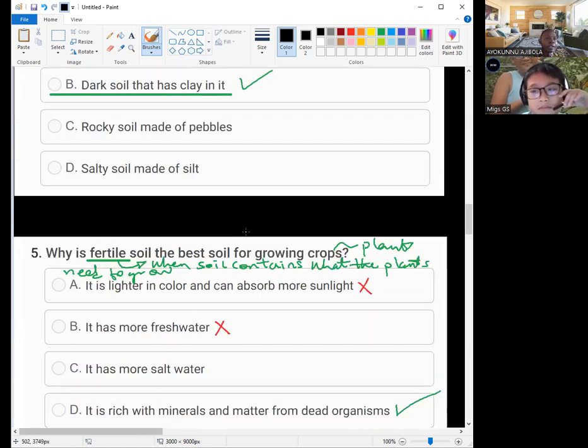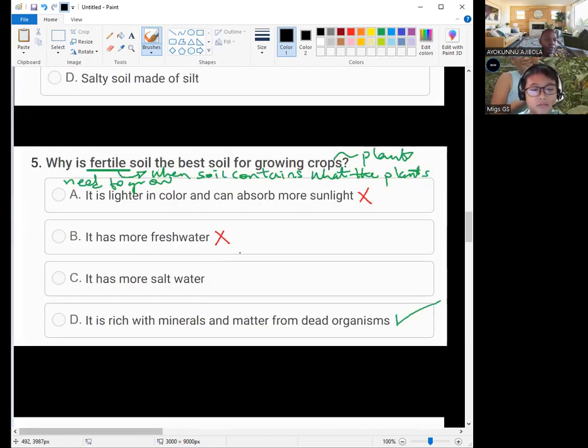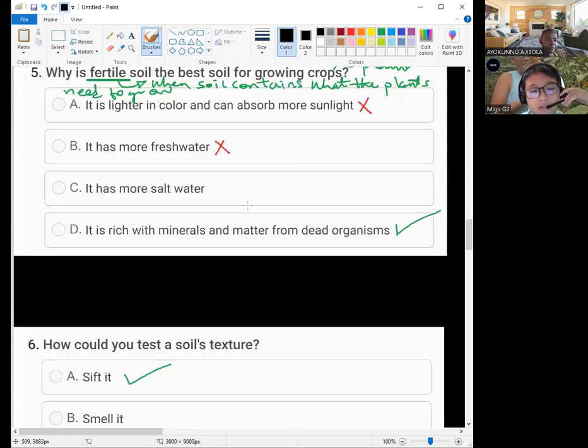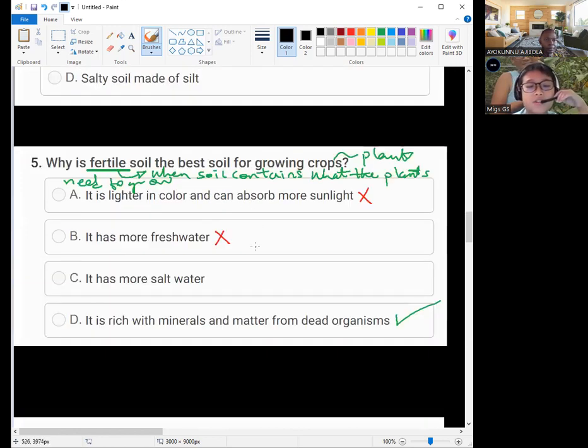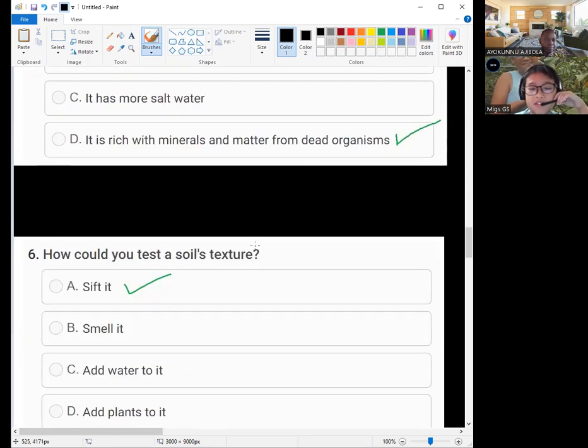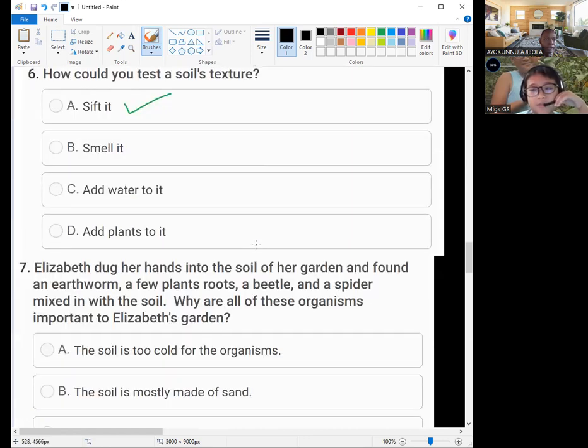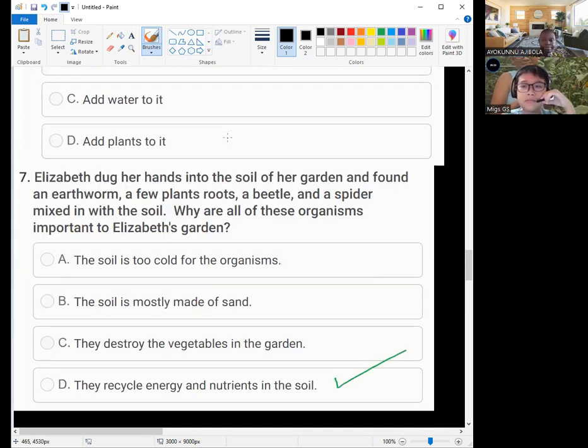Okay. Then why is fertile soil the best for growing crops? It's rich with minerals and matter from dead organisms. That's good. How could you test the texture of a soil? You sift the soil.